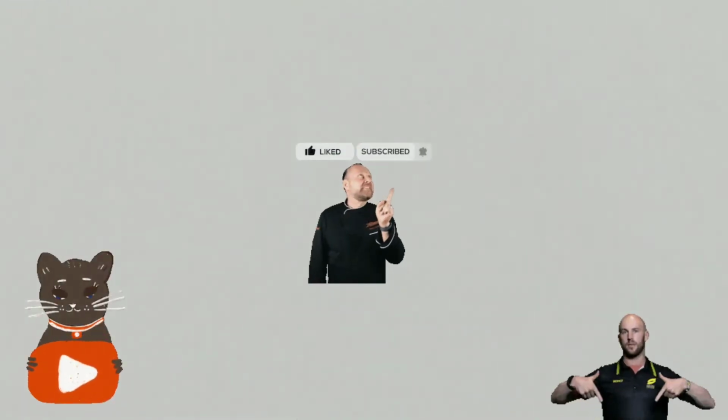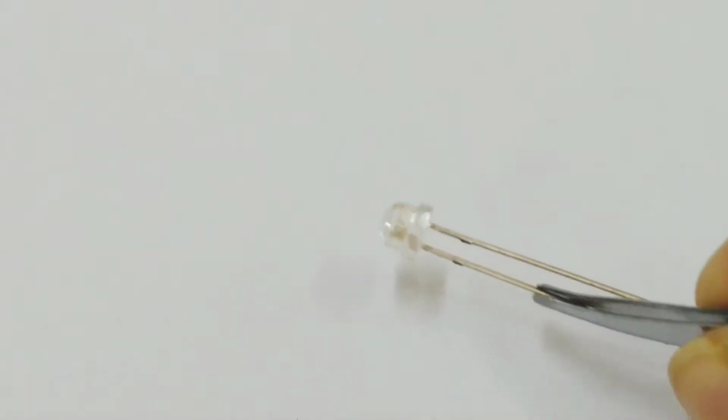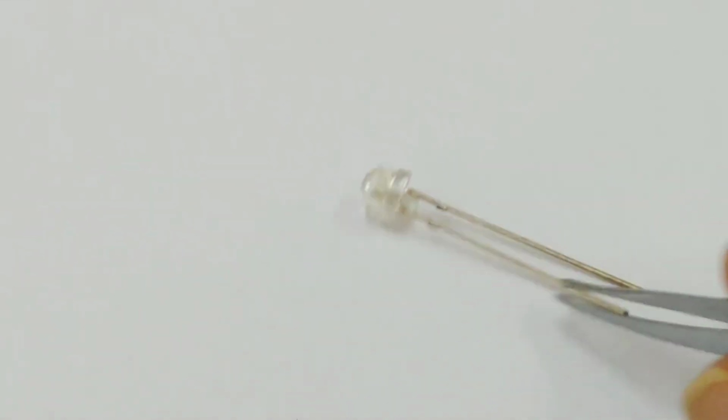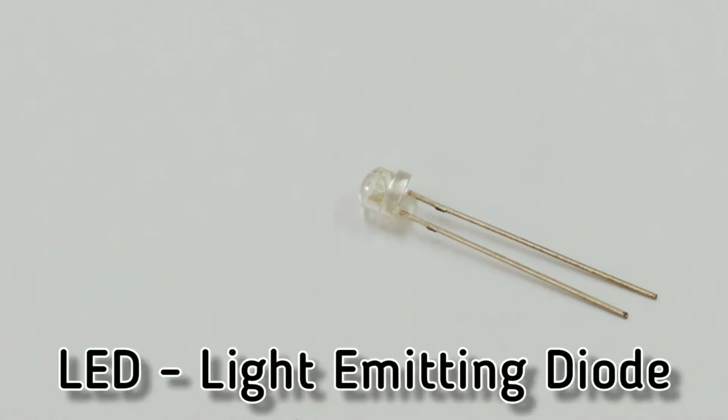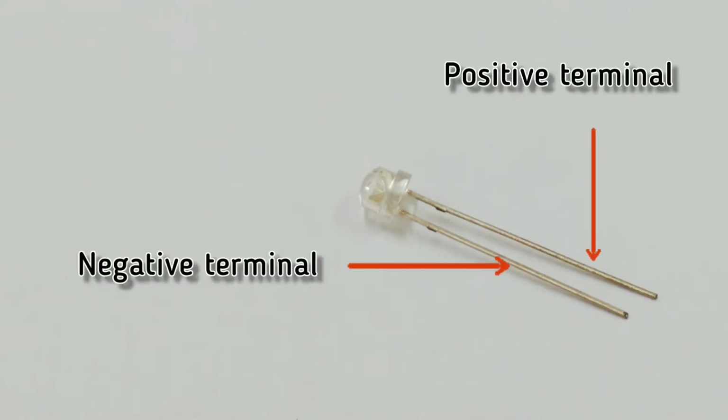Let us try to identify some electronic components. This one is a LED, light emitting diode. It comes under semiconductor chapter. As you can see, one leg of the LED is longer than the other one. This is done to indicate the positive and the negative terminal.